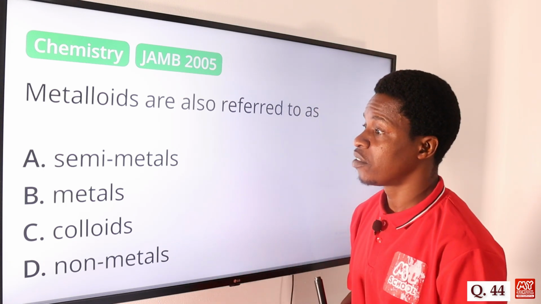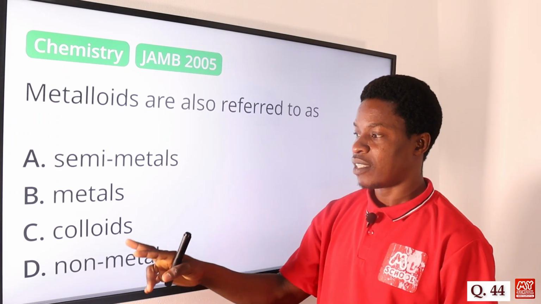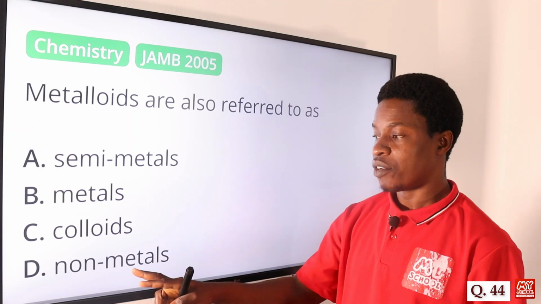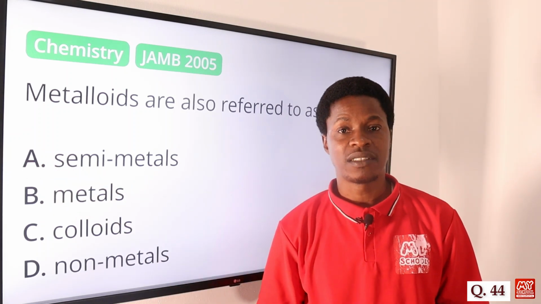So let's look at the options. Option A says semi-metals. That's correct. They are not metals, they are not colloids, they are not non-metals. So the correct answer here is option A, semi-metals.